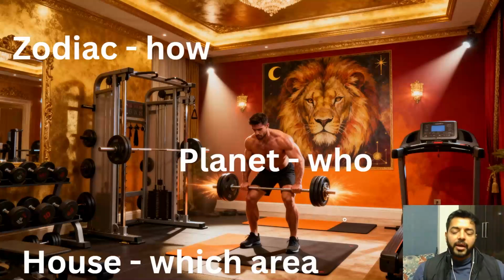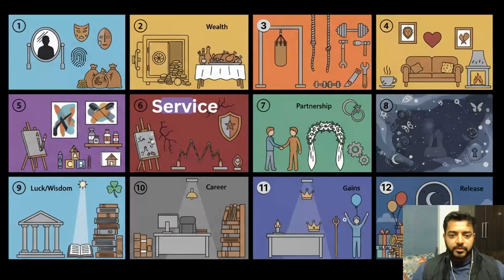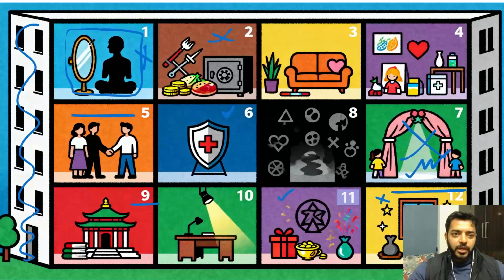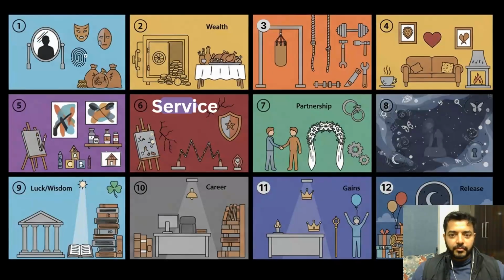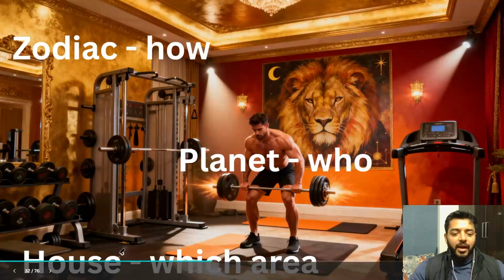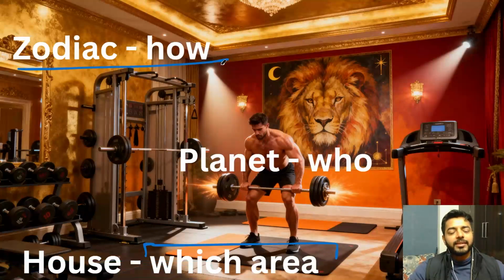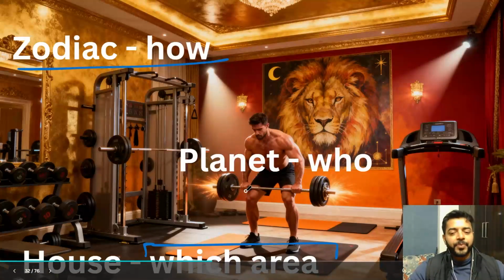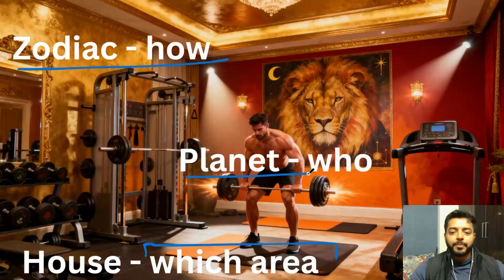And we've also seen what a house is and what a house does. Like this one, the first house is all about yourself, everything about you. Your personality, your body, everything. So a house always shows which area of life is being controlled by that part. A zodiac, let's take a very simple example of this whole room. A person is here and he's doing some exercise in a gym room, right? So let's say this person is the planet, and let's just say he is the sun.